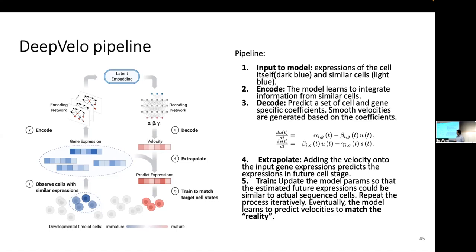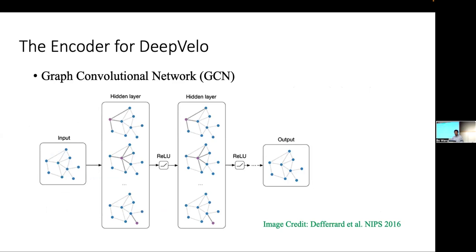In other words, we want the decoder to learn these parameters in the differential equation in a data-driven way. In the original velocity, they simply assume these are all constant. But the difference with DeepVelo is that we use the decoder in our deep learning pipeline to learn, to regress these parameters. That's the difference of DeepVelo in comparison to the original velocity. I won't talk too much about the graph convolutional network. This is the encoder we used in DeepVelo, but the GCN is a specific convolutional neural network that works on graphs. The idea is very similar to a convolutional neural network, but instead of the input being an image, the input is a graph.